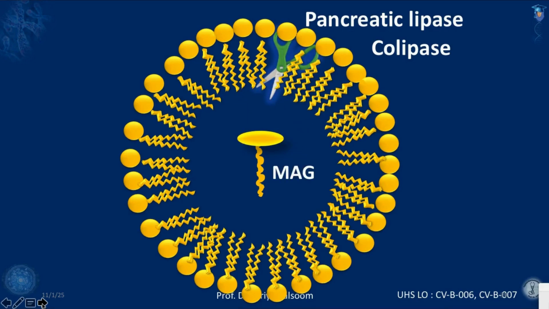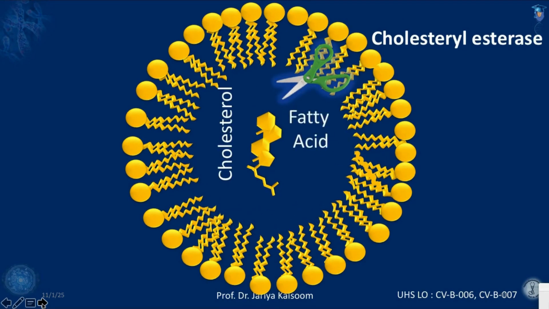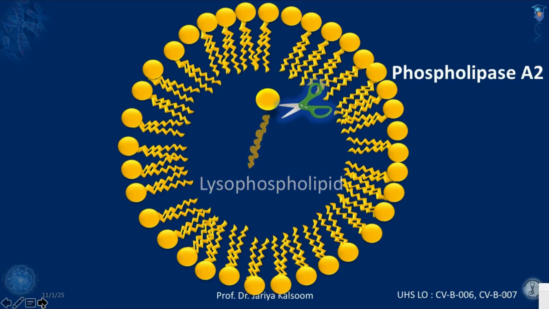The pancreatic lipase breaks the TAG into diacylglycerol and finally into the monoacylglycerol by removing two fatty acids. So, it forms MAG. Cholesterol esterase removes the fatty acid attached to the cholesterol, forming fatty acid and the cholesterol.